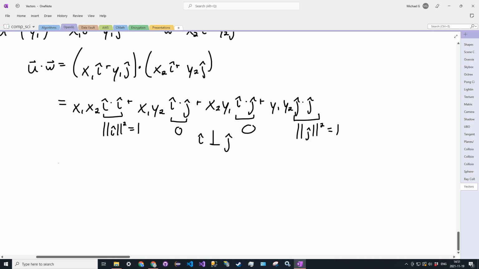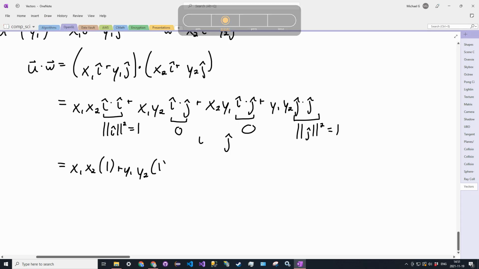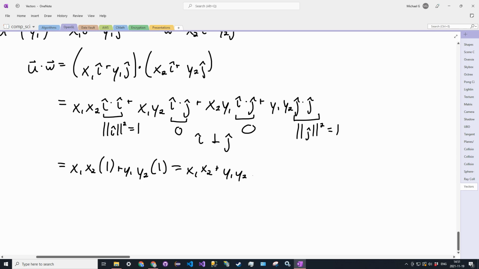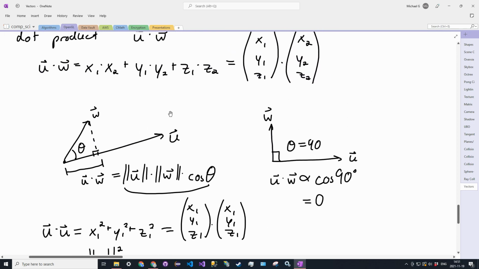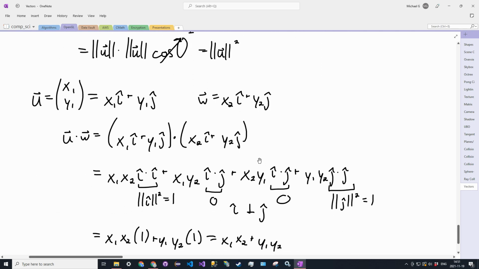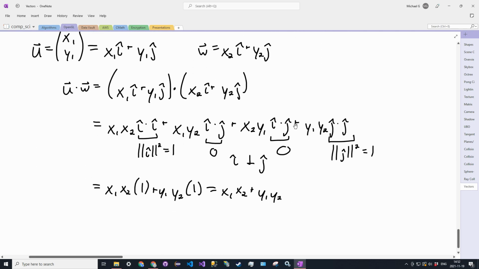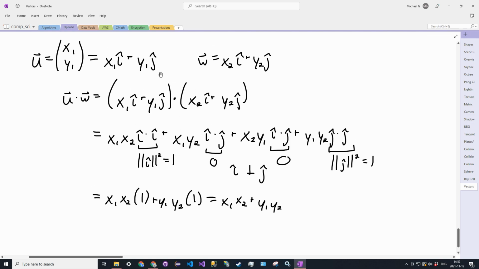So now if we simplify, we get x1, x2 times 1 plus y1, y2 times 1, which is just equal to x1, x2 plus y1, y2. Now we have recovered the original dot product formula, which we put over here, just in 2 dimensions. So that's another mathematical proof of that, but we're still using the dot product and just the geometrical representation.